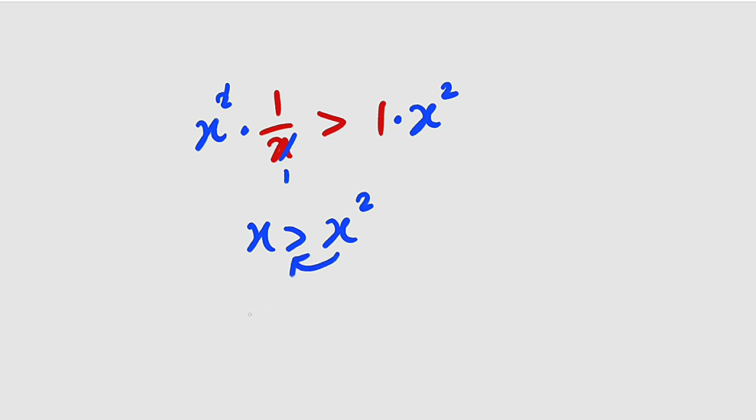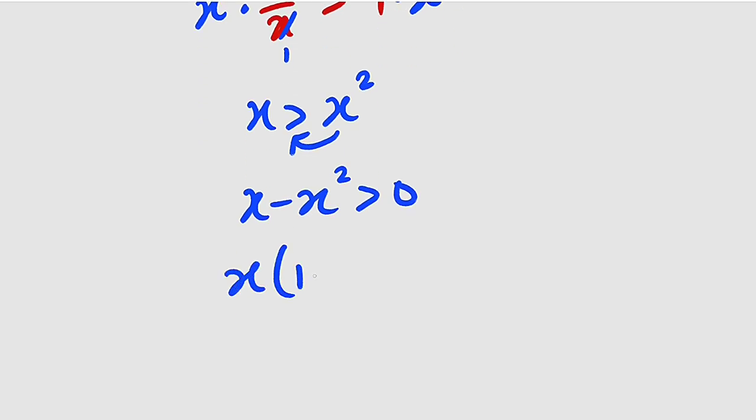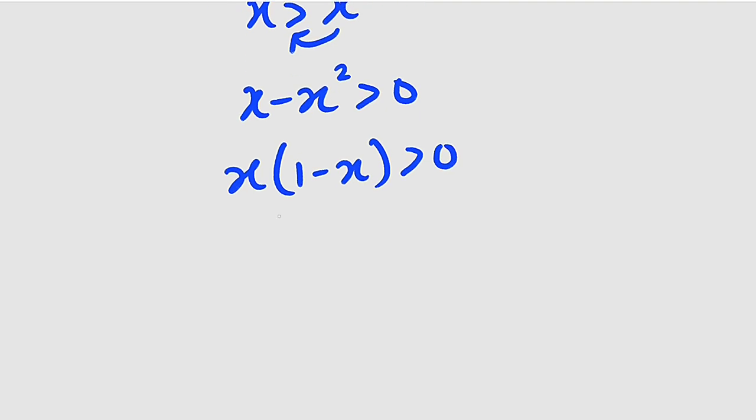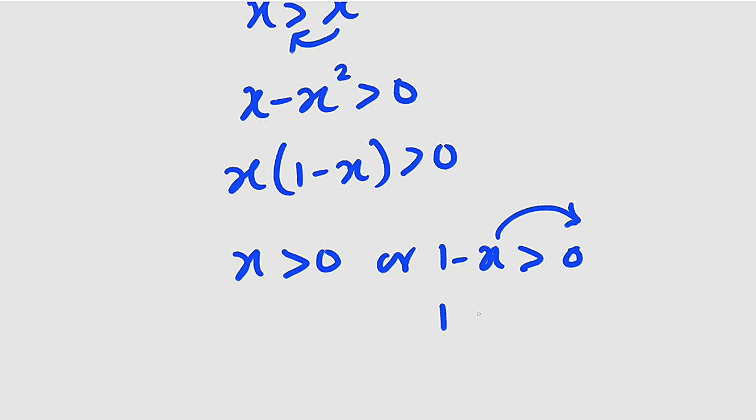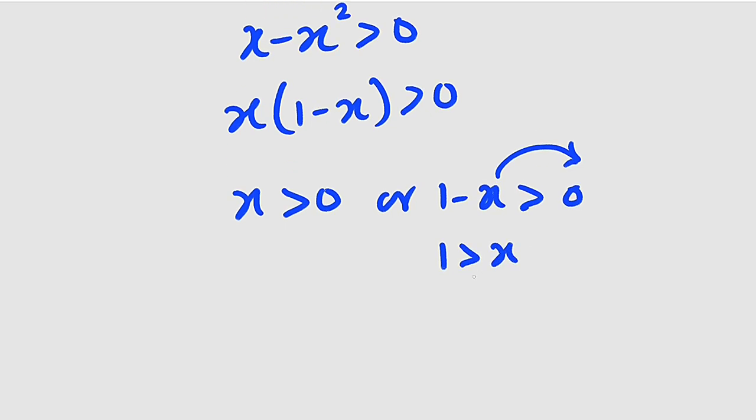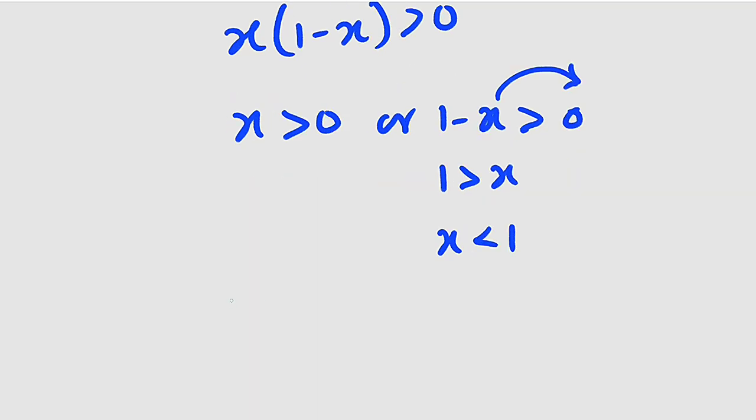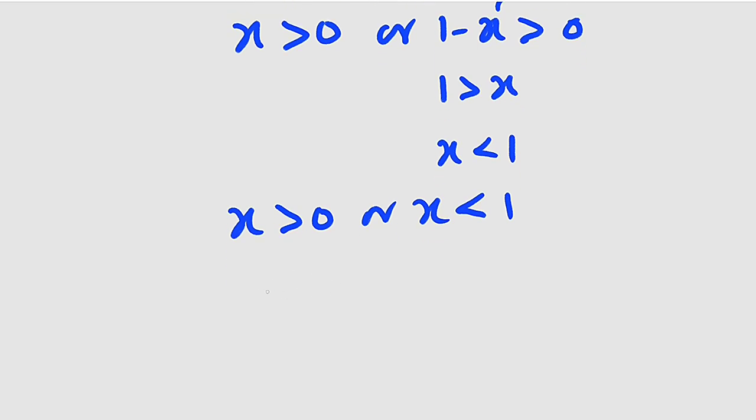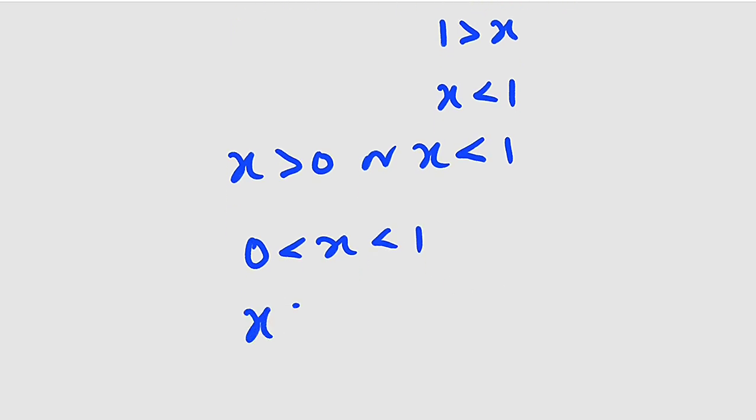Take this one to the left. We have x minus x squared greater than 0. Factor out x. We have x times 1 minus x greater than 0. So it's both x greater than 0 and 1 minus x greater than 0. And from here, you can take this one to the other side. You have 1 greater than x, which implies x is less than 1. So we have x greater than 0 and x less than 1. If you combine the inequality, you have 0 less than x less than 1. Or in an interval notation, x belongs to the set of values from 0 to 1. And this is just the solution to this inequality.